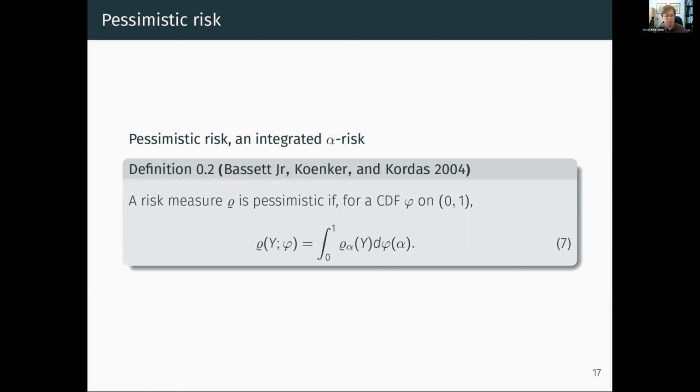Simply, the pessimistic risk is an integration of the alpha risk. Equation 7 denotes the pessimistic risk as the integration of alpha risk with respect to some distribution defined on 0 and 1. So if we change the distribution bar phi defined on 0 and 1, we can construct various pessimistic risks. That means the pessimistic risk depends on the choice of the distribution defined on 0 and 1. And this distribution is called a distortion function.